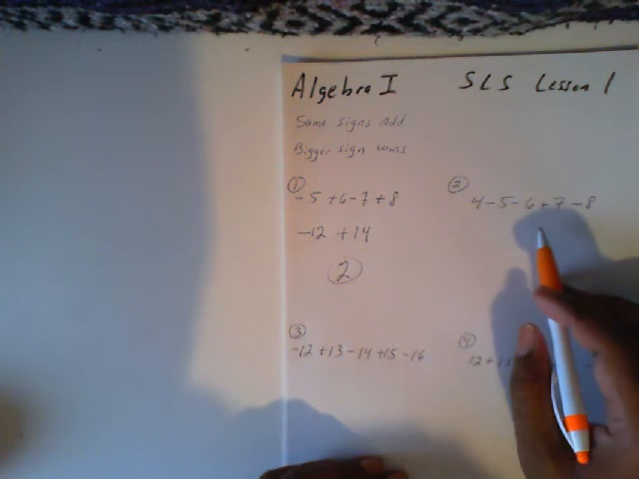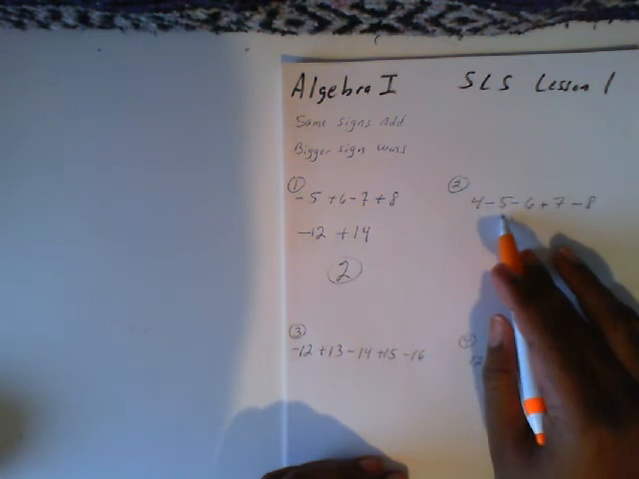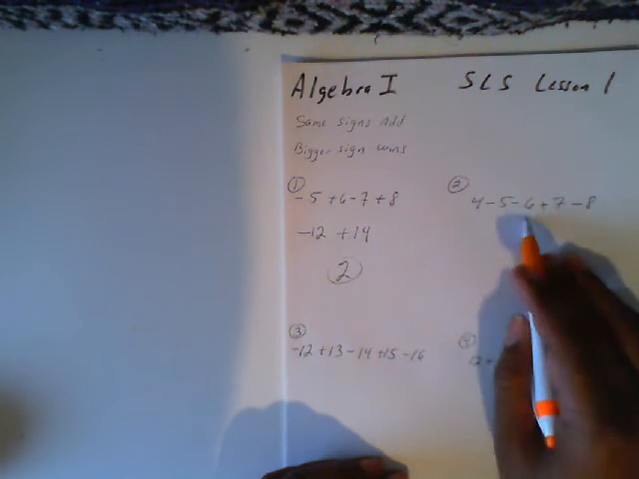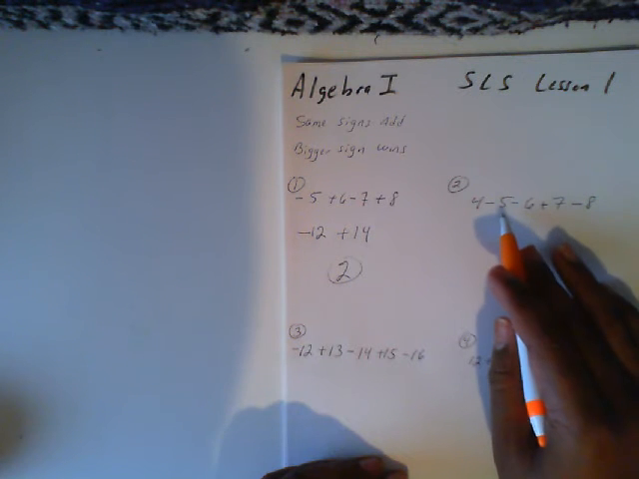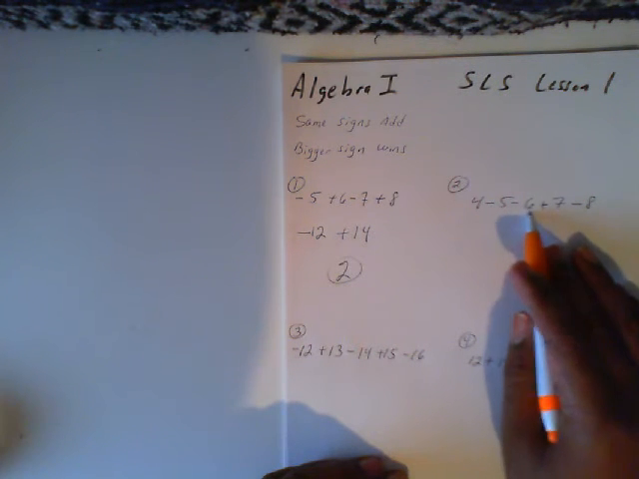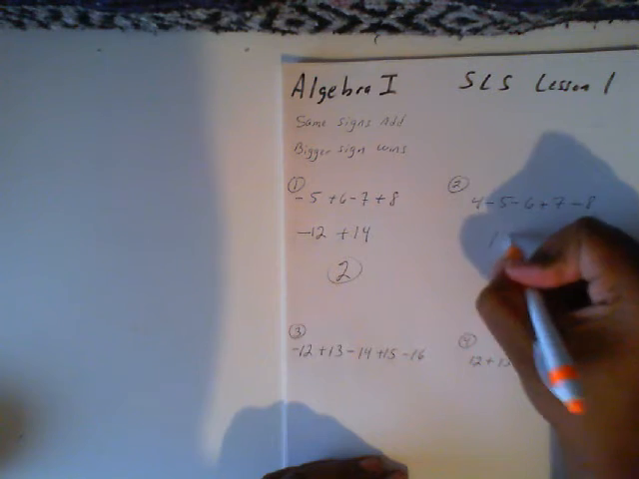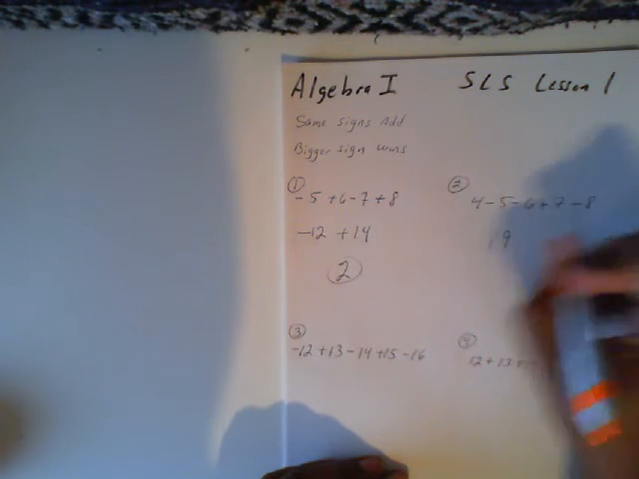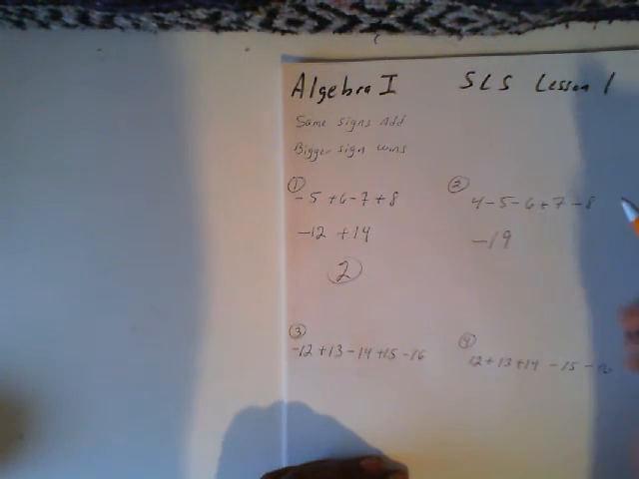Next, same signs add. So I have a -5 and a -6 and a -8. Those are all same signs, so we're going to add those. So that's 11. Sorry, that's 19. So those are all negative, and the bigger sign is -19.